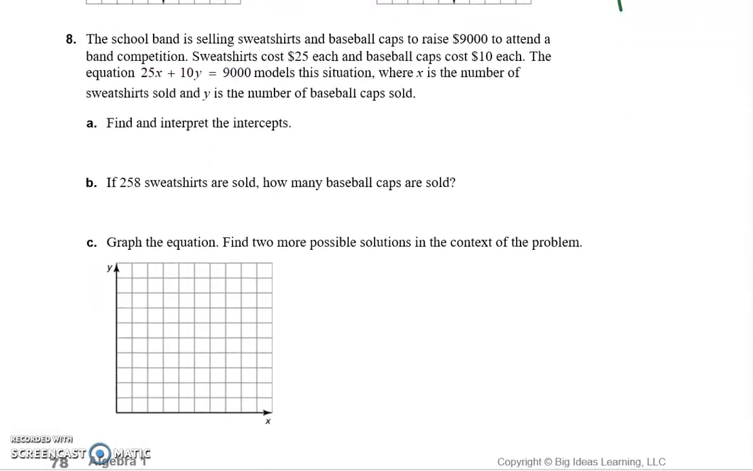Lastly, number 8: the school band is selling sweatshirts and baseball caps to raise $9,000 to attend a band competition. Sweatshirts are $25 and baseball caps are $10. The equation 25x plus 10y equals 9,000 models this situation. So find and interpret, that's what I care about the most, find and interpret the intercepts.